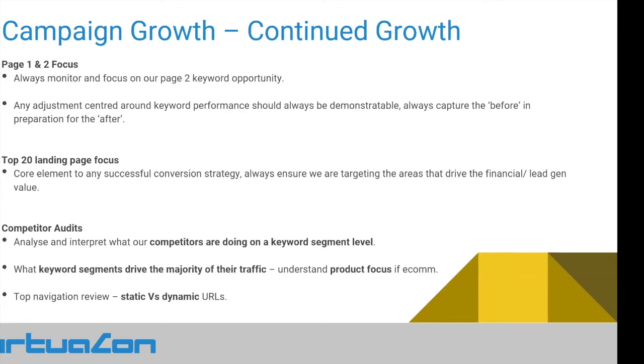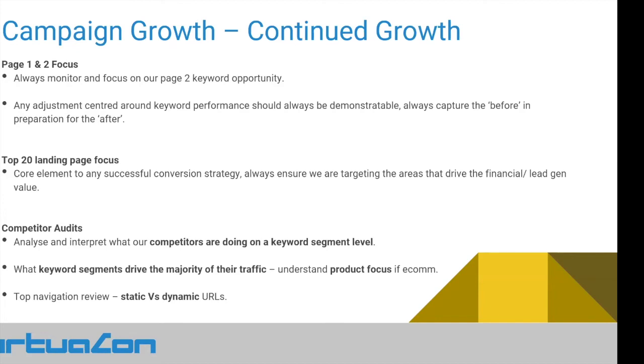And then finally, moving down, looking at competitor audits. So I guess there's 3 areas to this. The first area is quite top level, in terms of analysing and interpreting what our competitors are doing at keyword level. So what phrases they're ranking for, what positions they're ranking in, what the search volume is like, and what pages are ranking for those phrases.